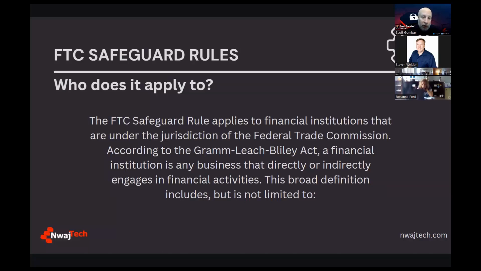This one's a little less obvious, and I get some pushback from these businesses sometimes, and that's insurance companies. These are firms offering insurance products, including insurance underwriters and agents. I'm friendly with a few insurance agents in the area, and some of these insurance agents don't believe that they fall under the definition of a financial institution as given by the FTC.